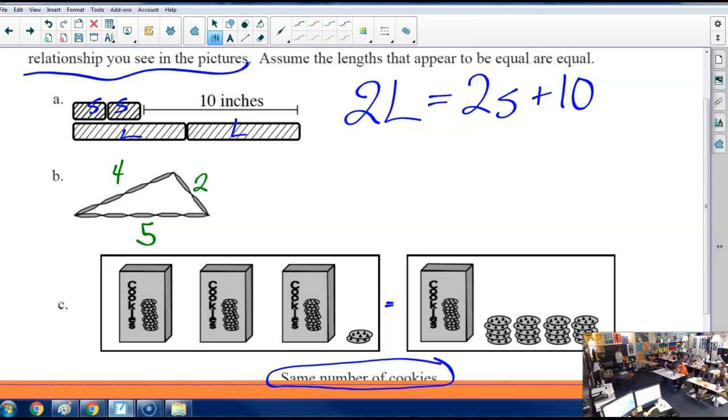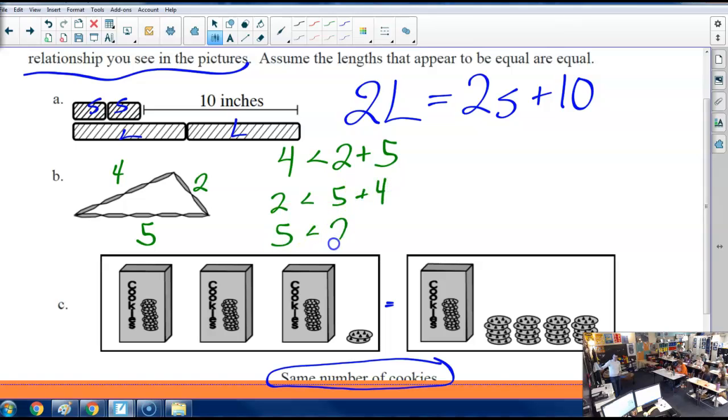So we're going to get into formalizing that and making it a rule, but what we're trying to see here is that because this is a triangle, 4 has to be less than 2 plus 5. That leg has to be less than the sum of the others. 2 is less than 5 plus 4, and 5 is less than 2 plus 4.